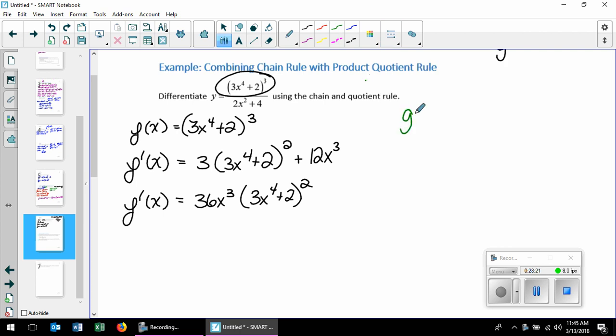Okay, so now g of x is my denominator, and that's 2x squared plus 4. So differentiate that, it's going to be 4x.